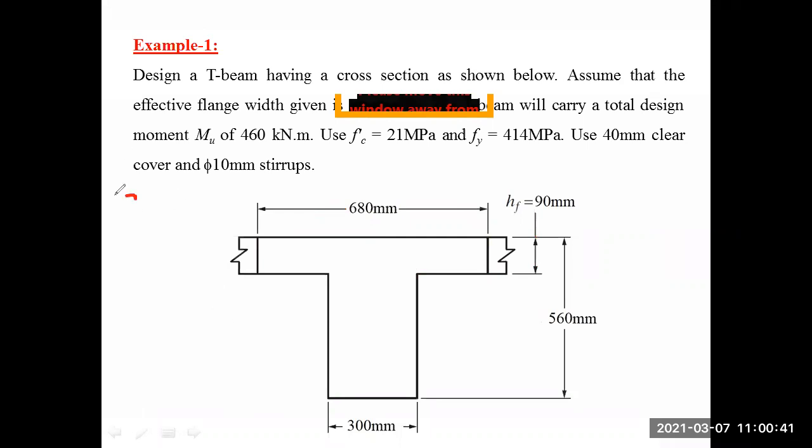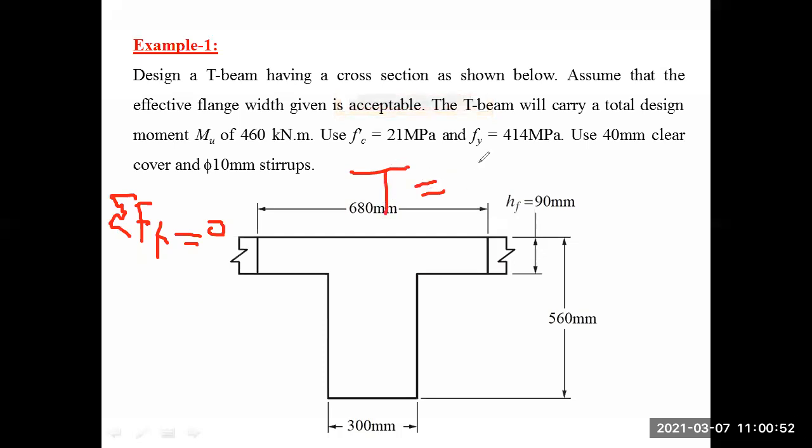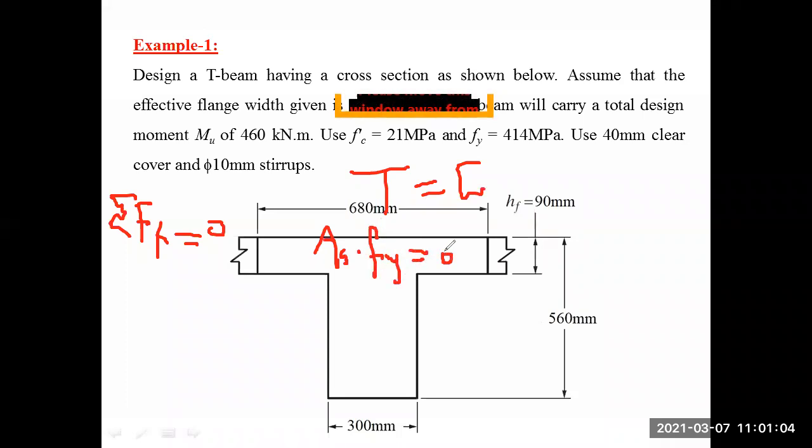The first one, summation of forces along X. The tension is equated to the compression force. Okay, so that means AS times Fy is equal to what? Is equal to 0.85 F sub C prime.